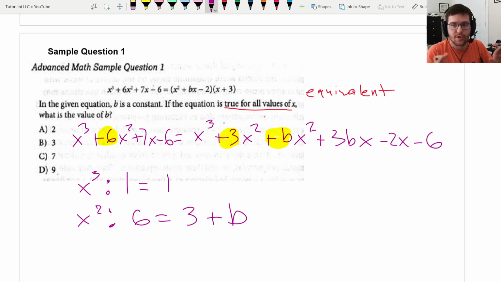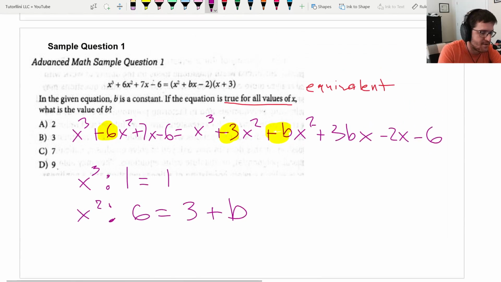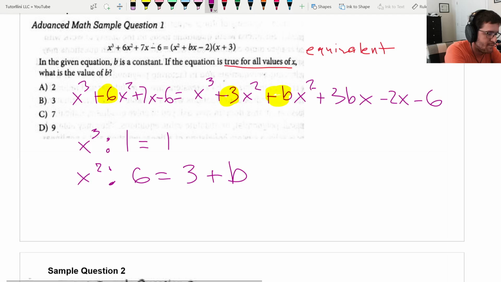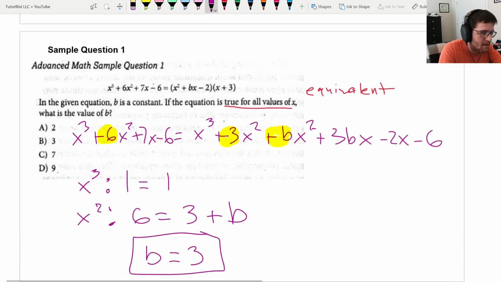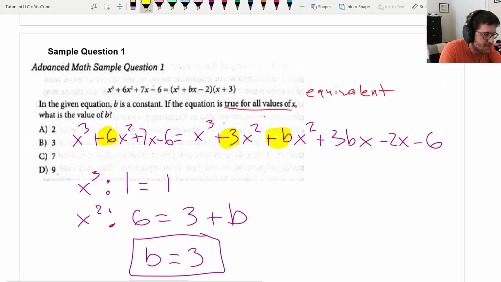And if a term was totally missing, that would have a coefficient of 0 on one side. And if the coefficient is missing, like you just have x, remember there's a 1 in front of x. It's kind of like 1x. Anyway, so we can solve this equation. We subtract 3 from both sides, and we should get b equals 3, which is answer choice B, which is correct.